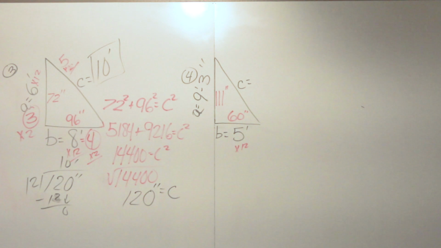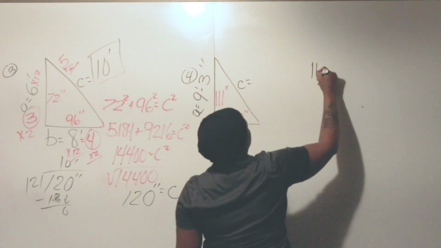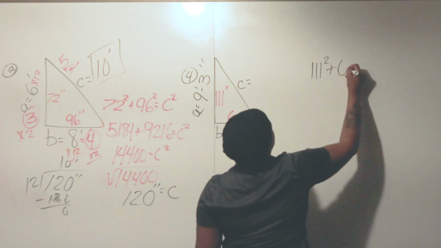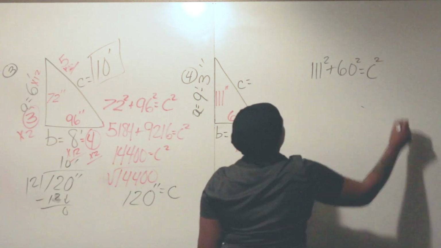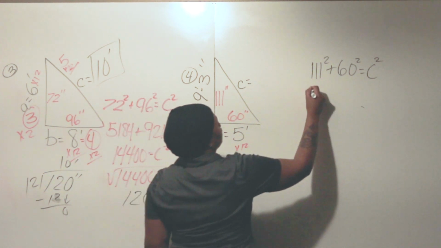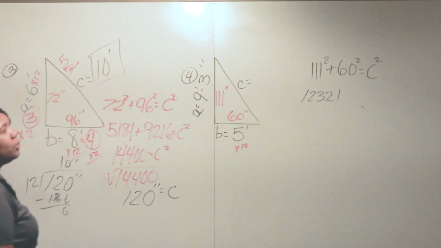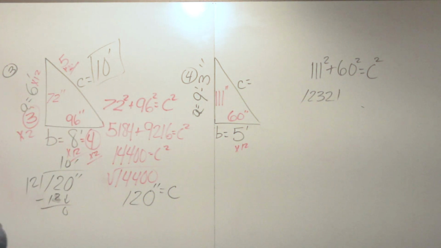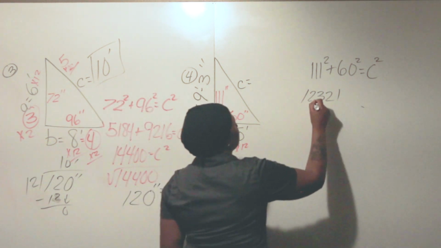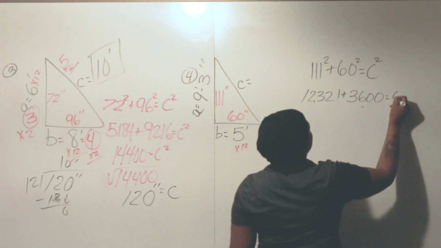All right, so now we need to square them. Feet to inches, added to the inches we already have. And now we just plug it in the formula. We have 111 squared plus 60 squared equals C squared. When you square 111, what do you get? 12,321. 1, 2, 3, 2, 1. And when you square 60, you get 3,600. 3,600 equals C squared.